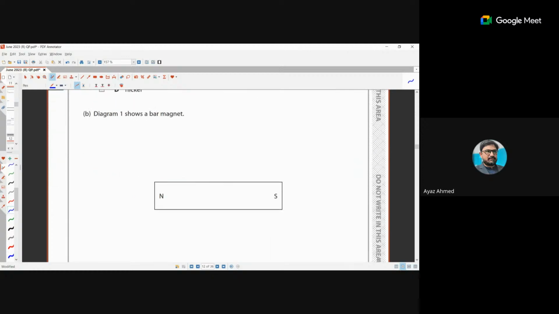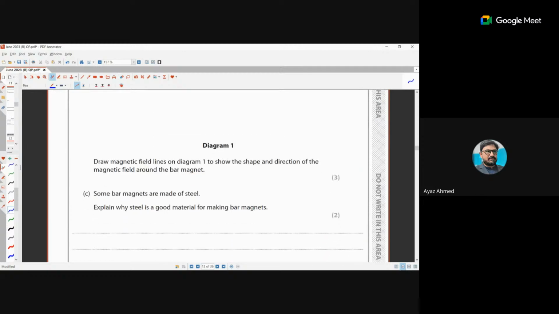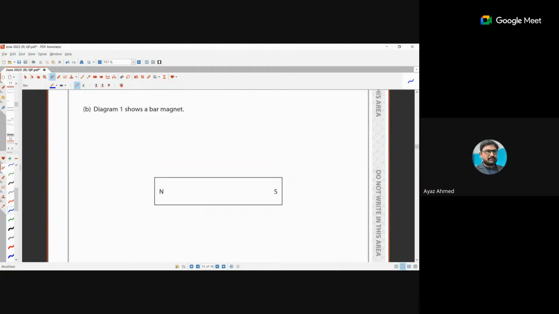The diagram shows a bar magnet. What we have to do is draw magnetic field lines on the diagram. Show the shape and direction of the magnetic field lines around the bar magnet. As I told you, for this purpose you have to draw at least 3 lines. You can draw 5; 3, 5, 7 is suitable. If you are going to draw 3, just plot 3 dots here, 1, 2, 3 dots here.